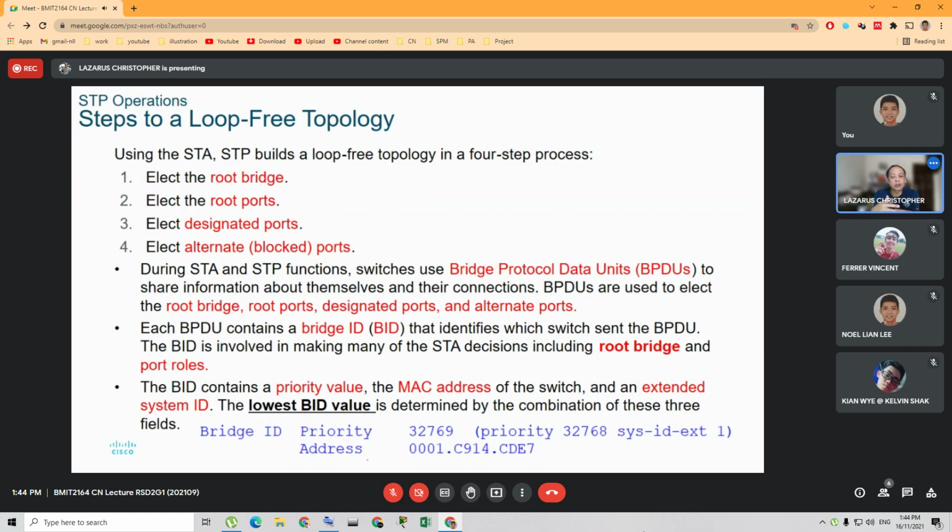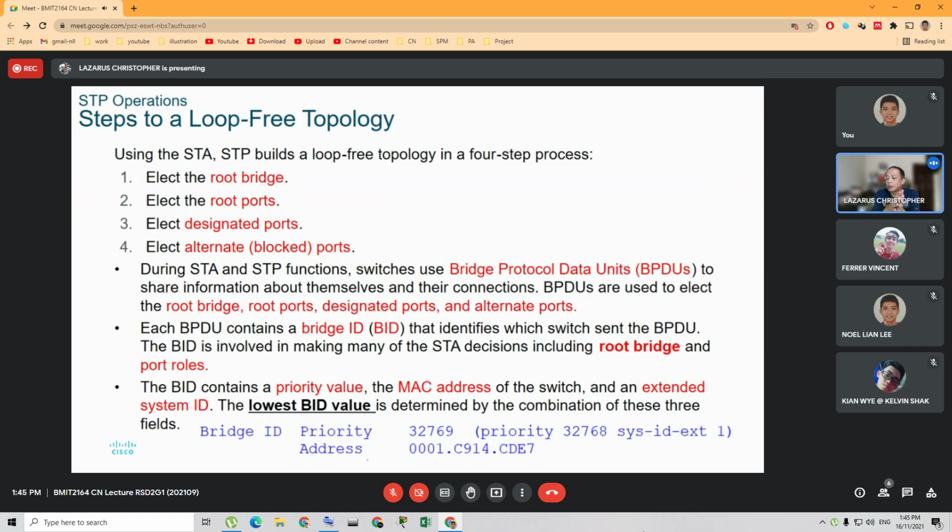The opposite is, by default the switch elects itself as root bridge. When it receives a BID that's lower than itself, then it will relinquish. If none of the BIDs received from other switches are lower than its BID, then it will remain as the root bridge. So after the switches all settle down, there will be one switch operating as the root bridge. Okay, so we got that already.